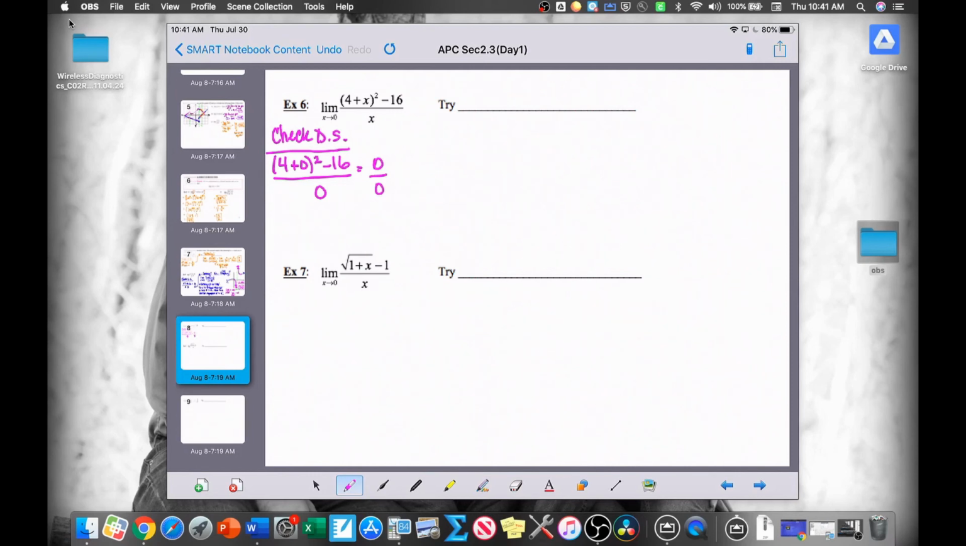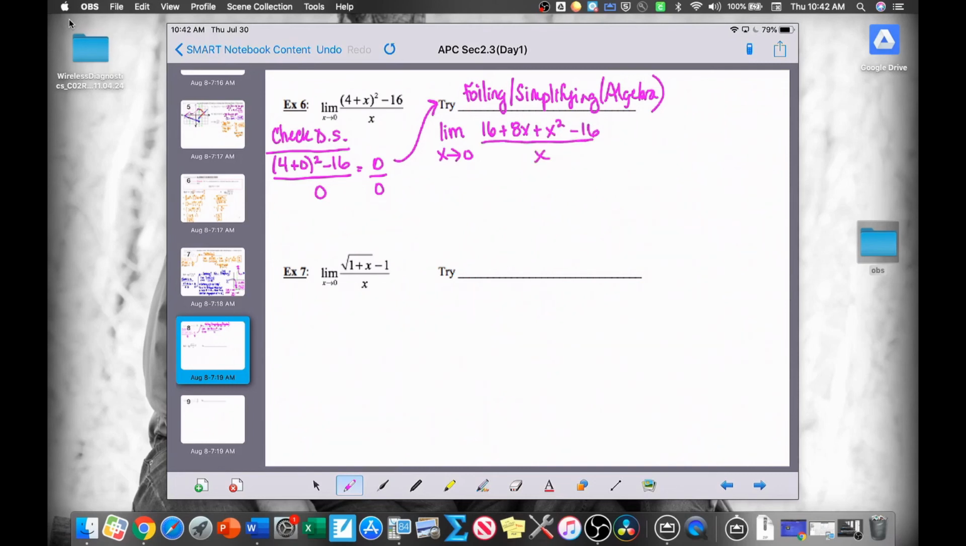Now, looking at what this particular limit looks like and knowing that I'm not done, I just need to do more work, I'm just going to try some foiling, simplifying, just basically some good old-fashioned algebra. And I'm going to see if that gets me anywhere. So this will be the limit as x approaches 0 of, if I FOIL out that 4 plus x quantity squared, that becomes 16 plus 8x plus x squared, and then I have the minus 16 at the end, and this is divided by x.